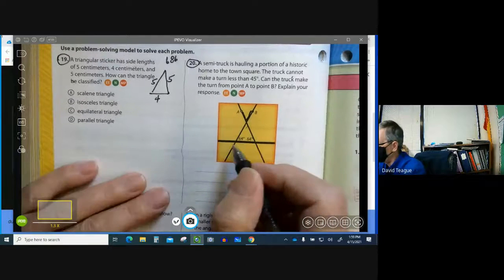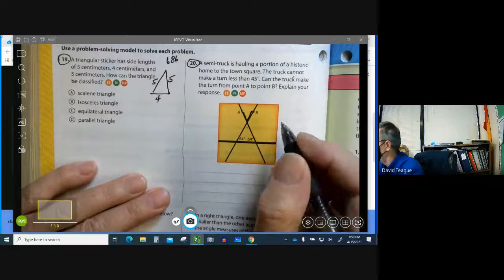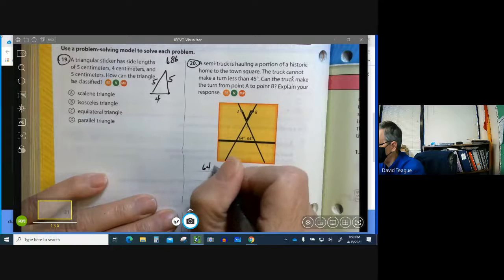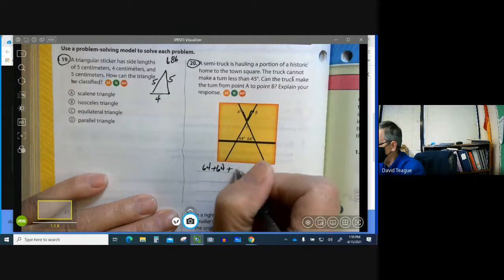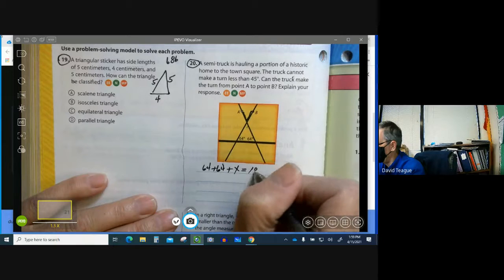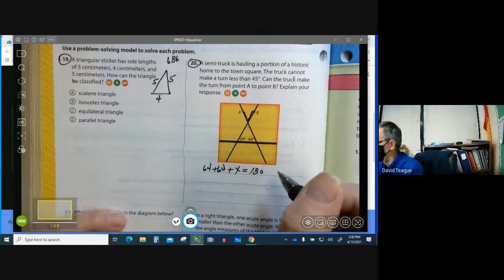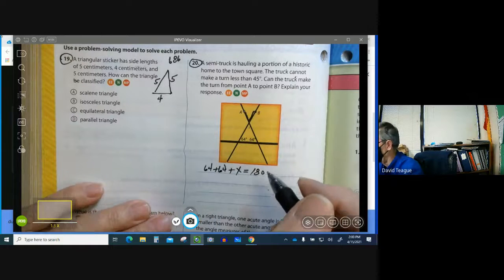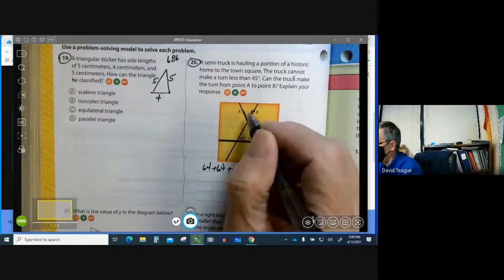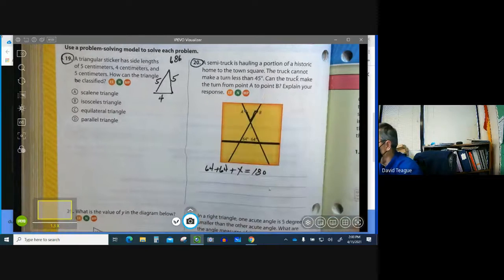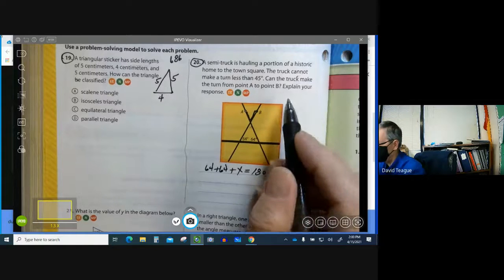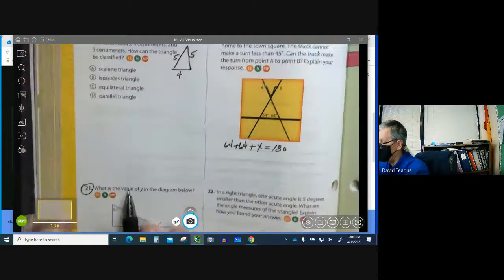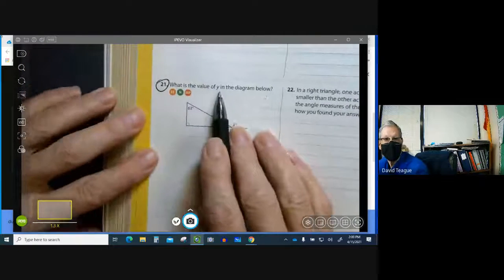Well, you know that all the internal angles of a triangle equal 180 degrees. So if you take 64 plus 64 plus x equals 180, right? So you can figure out what x is. When you find that out, you will know whether that truck can do that turn or not, okay? Okay, that's 20. 21. What is the value of y in the diagram below?